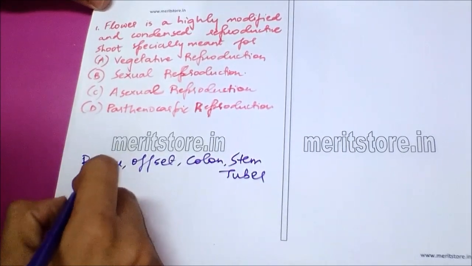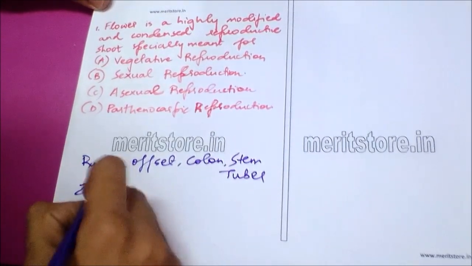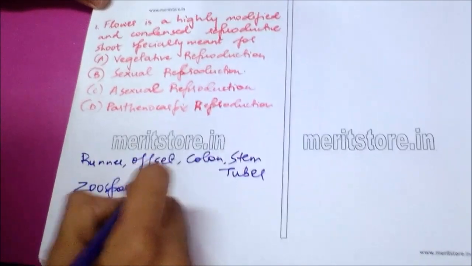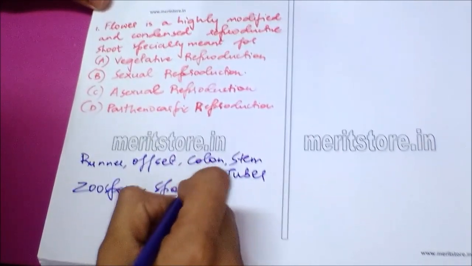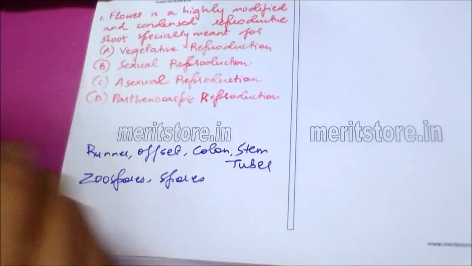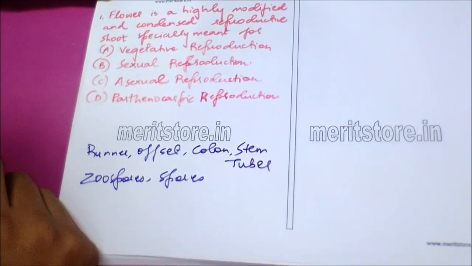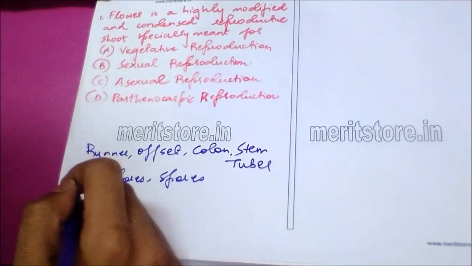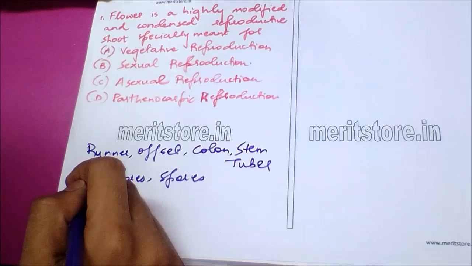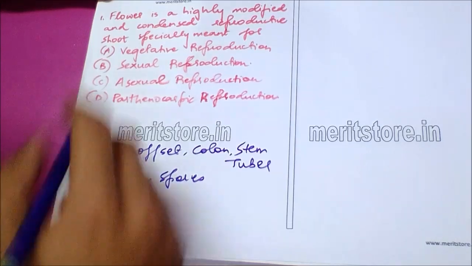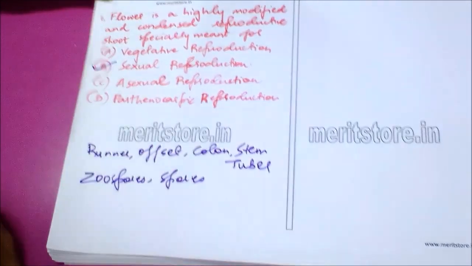Asexual reproduction can occur through different modes, such as formation of zoospores and different types of spores in different organisms. Parthenocarpic reproduction is a type of reproduction wherein spores are not formed. It is a type of asexual reproduction which imitates sexual reproduction. So our answer to this question is option B, which is sexual reproduction.